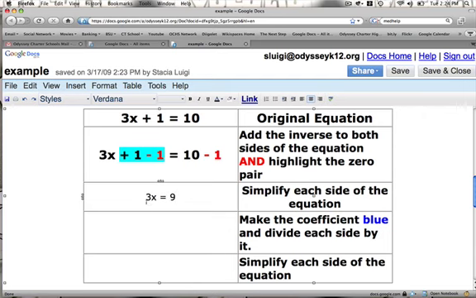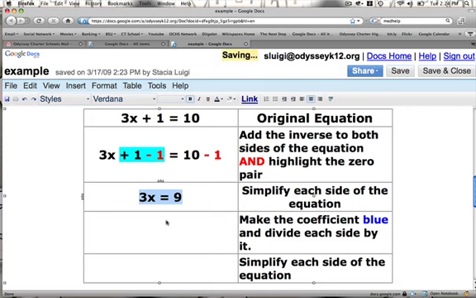Now, the next step that I have to do is I'm going to make this font 14 just to keep it consistent with the font of the other ones. Okay, I have to succeed in getting a 1x equaling a number. Right now I have 3x equaling 9 and I need 1x equaling something. So this is where we go into division.